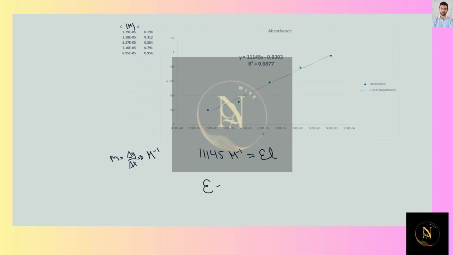So for this reason, we can directly say that, considering that L is equal to 1 centimeter, epsilon would be equal to 11,145 molar to the minus 1, centimeter to the minus 1.